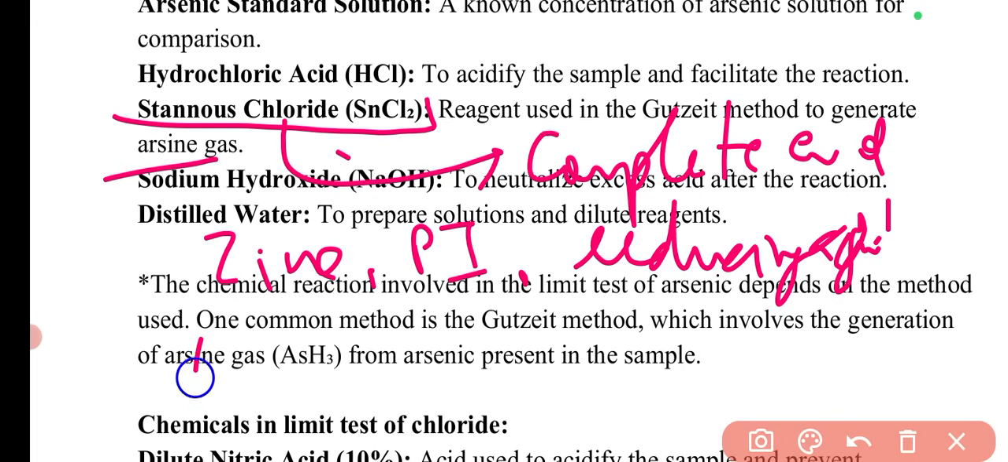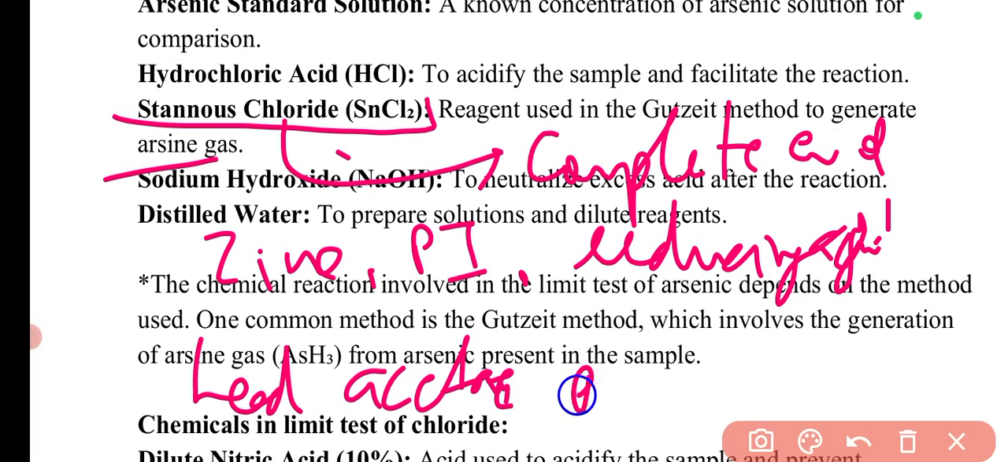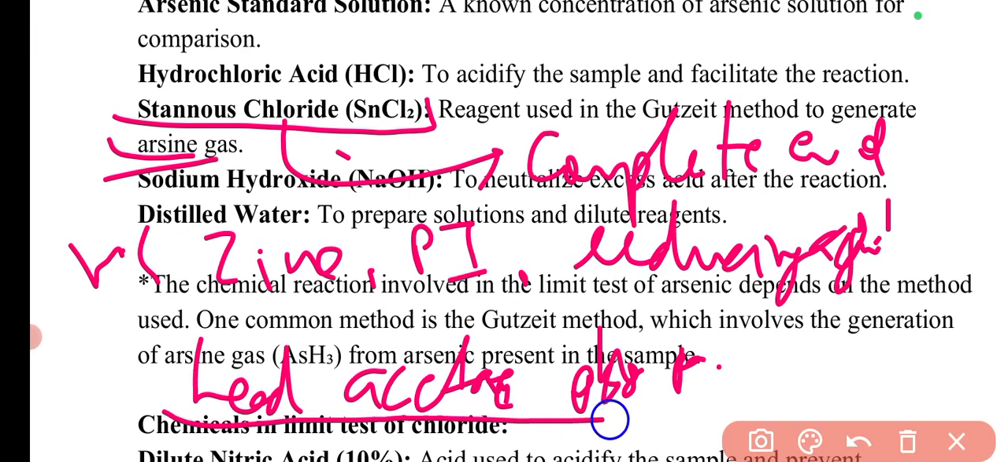Also, you can use lead acetate papers. Those are basically used to trap any hydrogen sulfide which may be evolved along with the arsine. When the reaction occurs, there can be chances that hydrogen sulfide can be evolved. In order to trap that hydrogen sulfide, we can use the lead acetate papers.